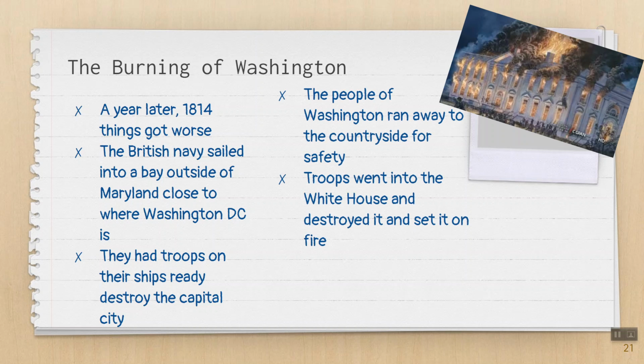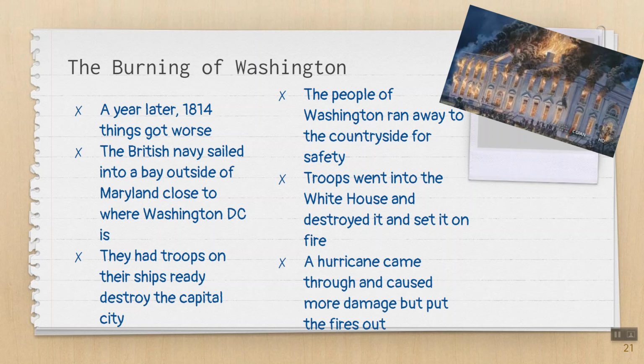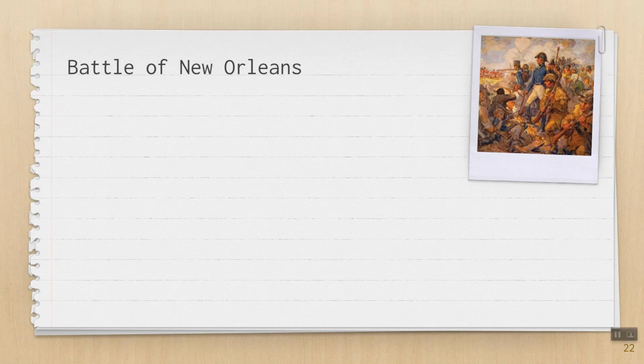And when the troops came in, they went into the White House, destroyed it, and set it on fire, along with other government buildings. They set these places on fire. Luckily enough, though, a hurricane actually came through and caused more damage, but it also helped put the fires out. So that was a bad thing. The troops had come in, they're finally in America, they're burning things up, and they're making their statement.